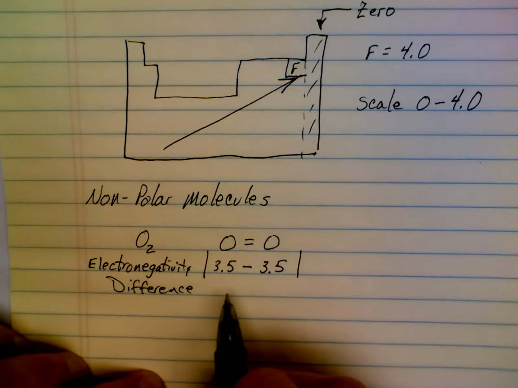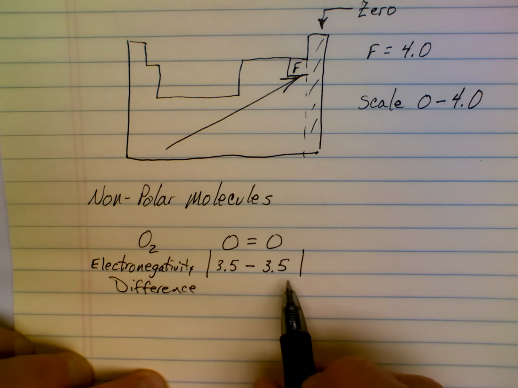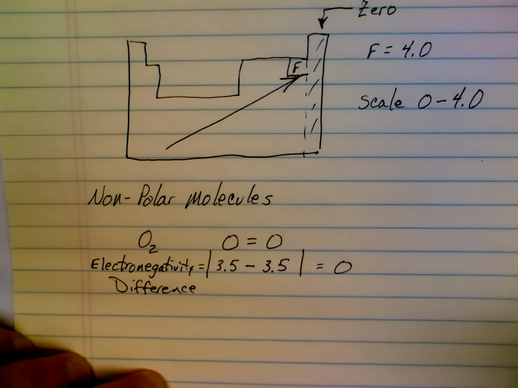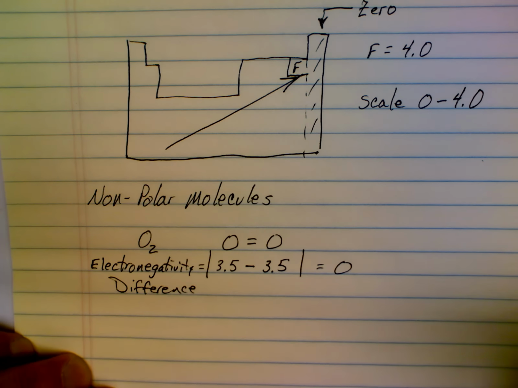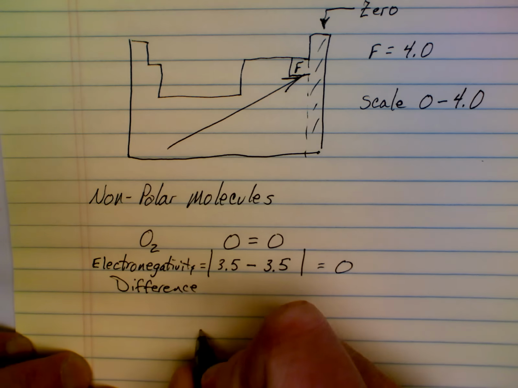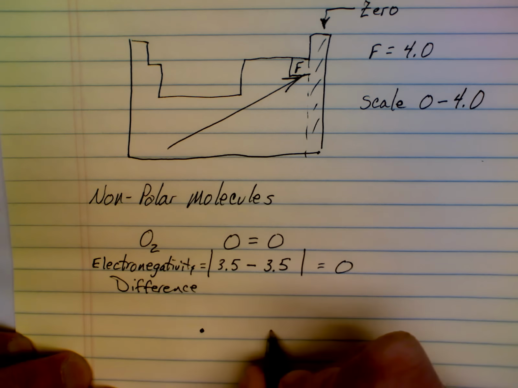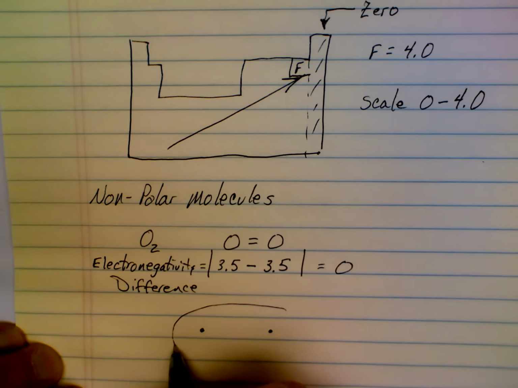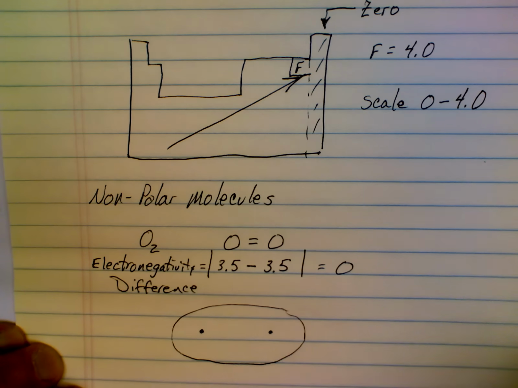Of course, if we take 3.5 and 3.5 and subtract the two, we're going to get obviously 0. So there is no electronegativity difference between those two oxygen atoms. What that means is, if here's the nucleus of an oxygen atom, and here's the nucleus of another oxygen atom, and we look at the electron cloud that surrounds these two, the electrons are going to be evenly dispersed between those two nuclei. Subsequently, there won't be a positive or a negative end to this molecule.